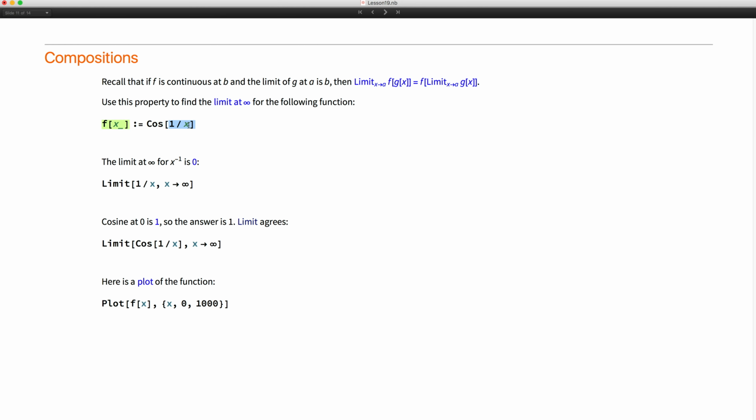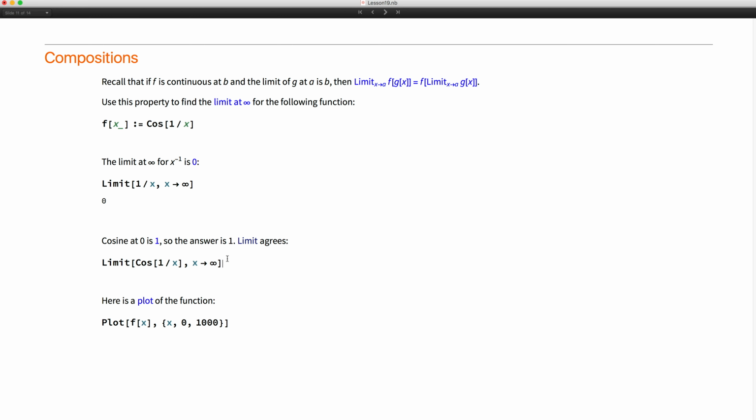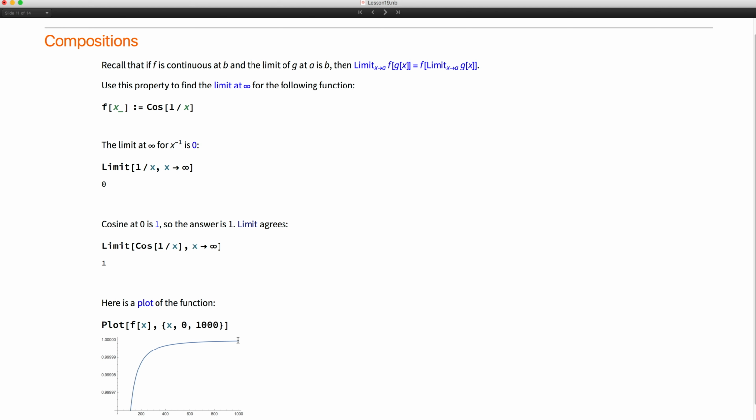And then if you take the outer limit, you will get back a 1 because the cosine of 0 is 1. So here is a plot of the function, and you see that as x becomes very large, the function value approaches 1.